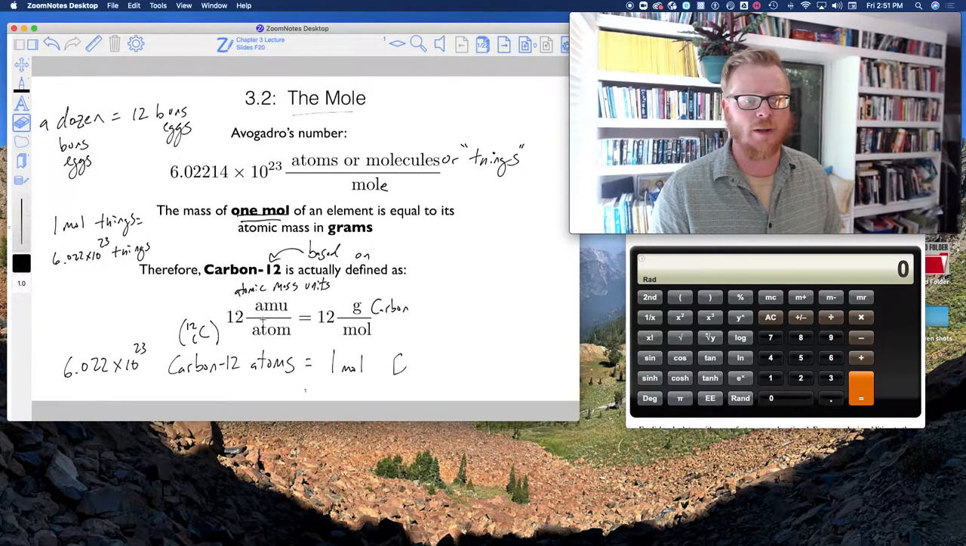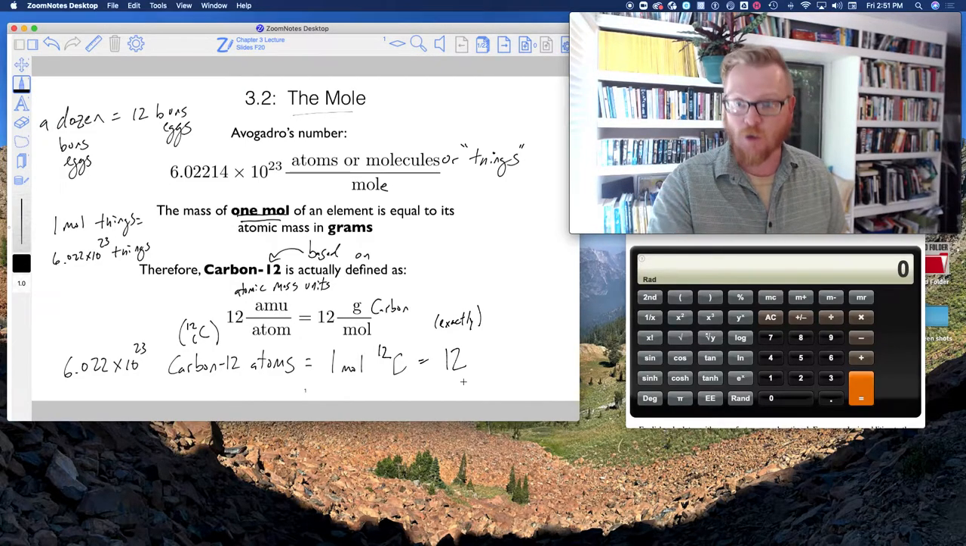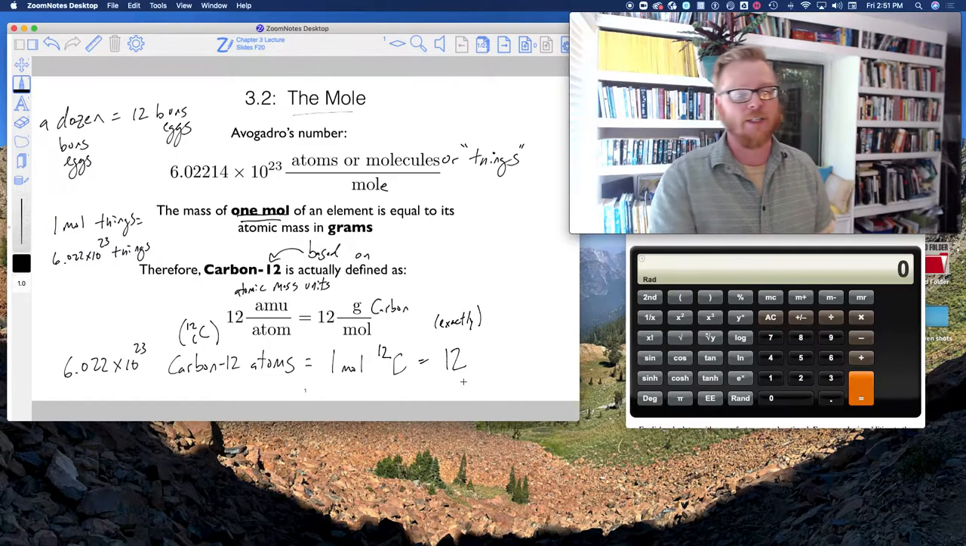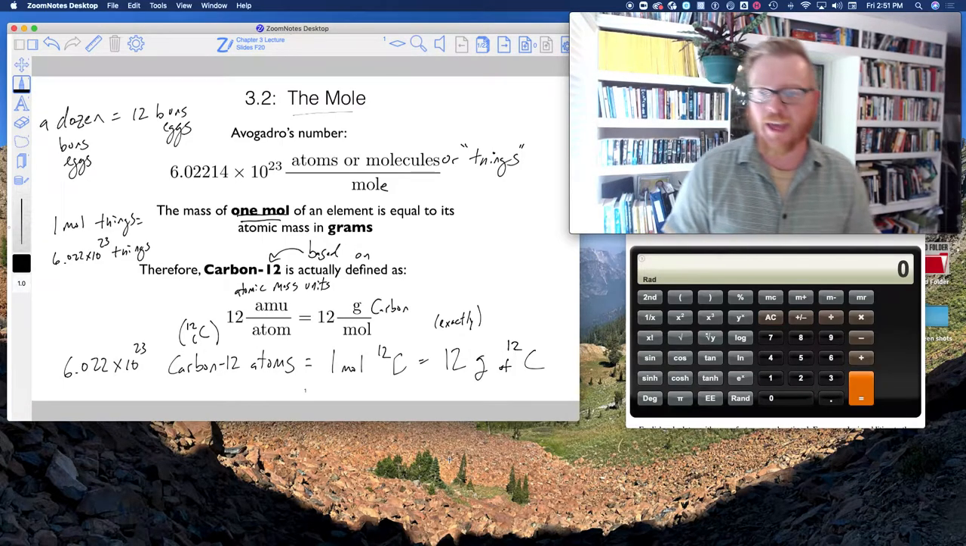Let me erase. There we go. Not carbon 11. Carbon 12. And if I have 1 mole of carbon 12, then that means I have exactly, no sig figs, but just for carbon 12, because the periodic table is based on exactly carbon 12 being exactly 1 mole, being 6.022 times 10 to the 23, being exactly 12 grams. I wrote 11 again. What's wrong with my brain? 12 grams of carbon 12, okay? So this is how the whole thing starts.